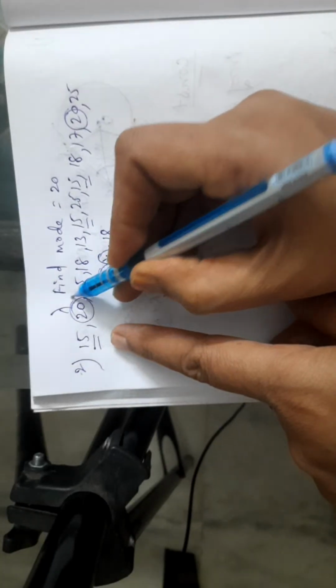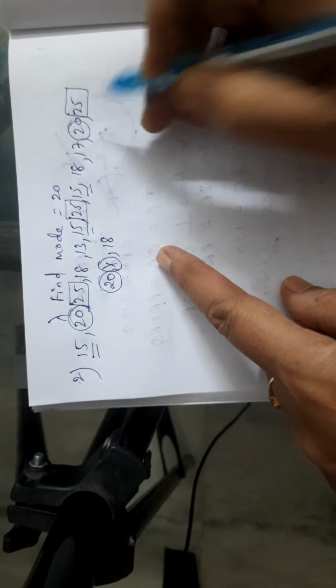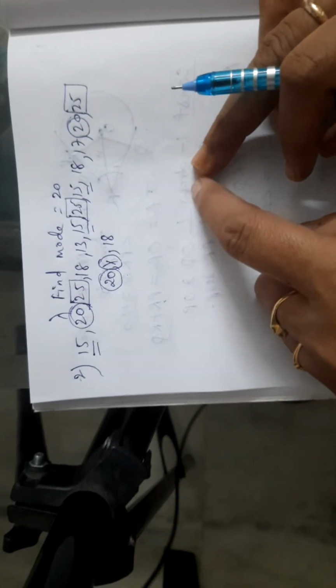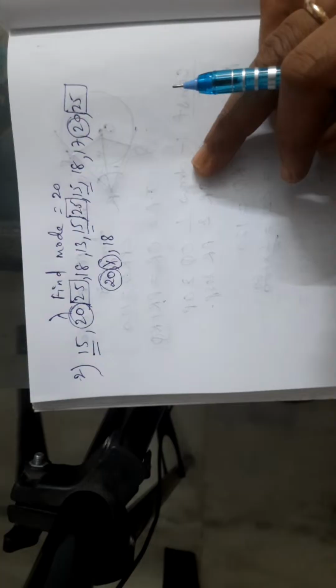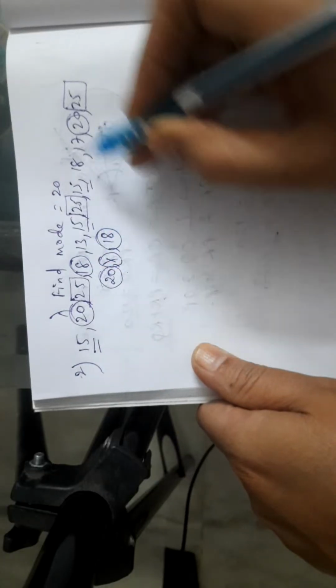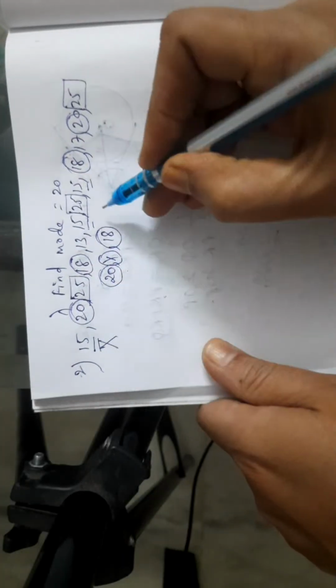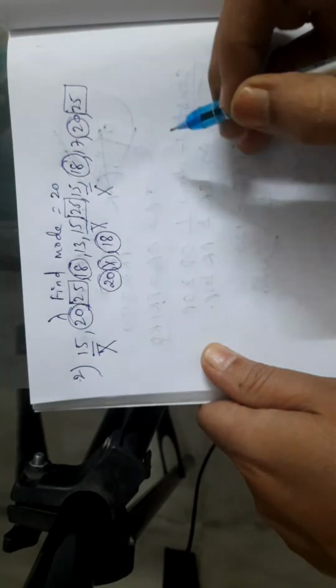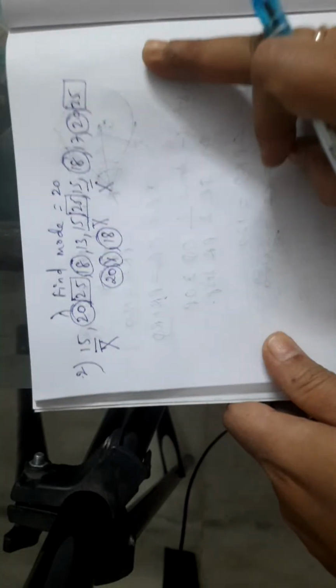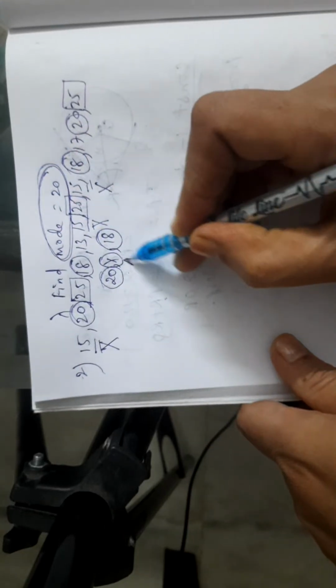Now let's see how many times 25 is there. Once, twice, thrice. So 25 is also 3 times. Even 20 is also 3 times. Now check for 18. Once, twice, thrice. All the numbers are at most 3 times, but they have given the mode to be 20. So no other choice we have. This lambda must be 20 only.